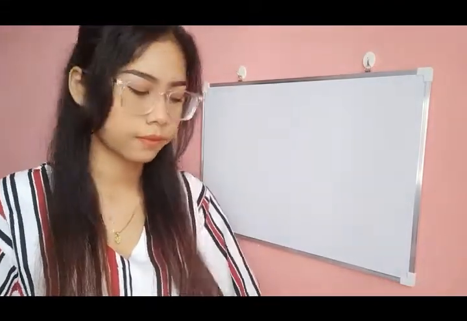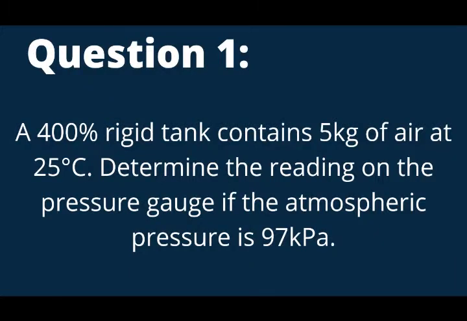So let us read the question first. A 400 liter rigid tank contains 5 kg of air at 25 degrees Celsius. Determine the reading on the pressure gauge if the atmospheric pressure is 97 kilopascal.